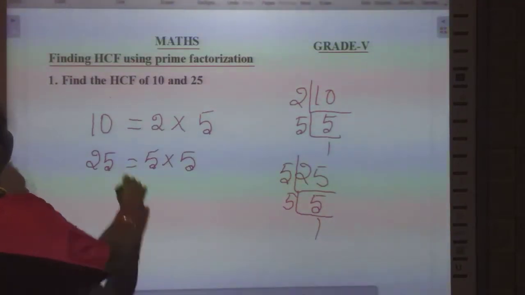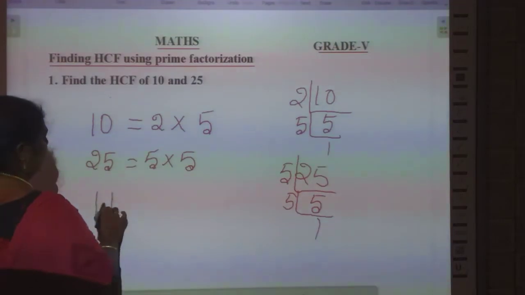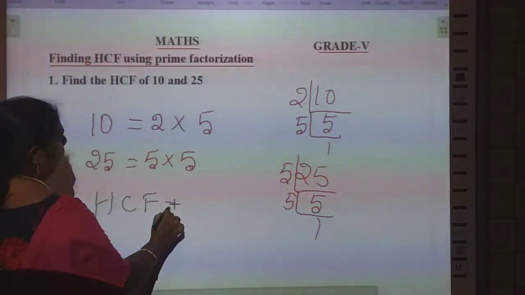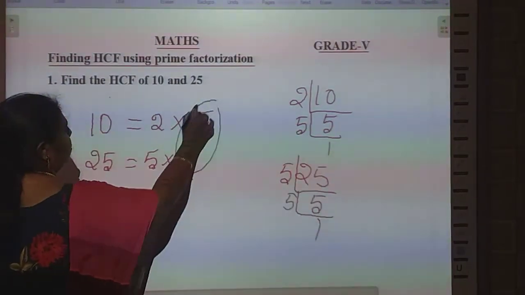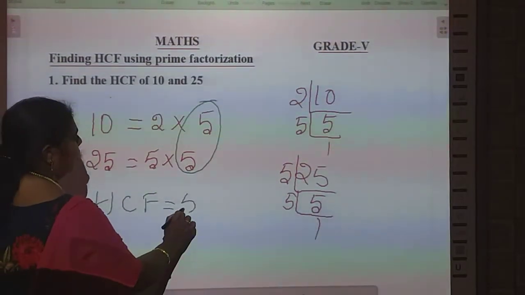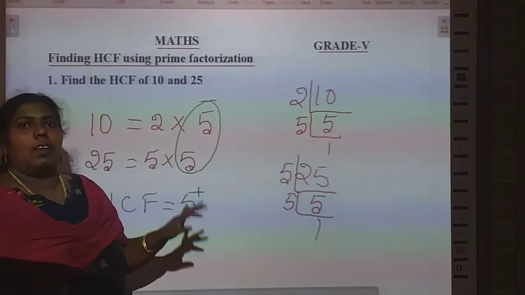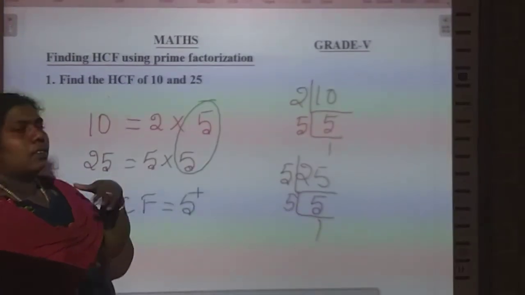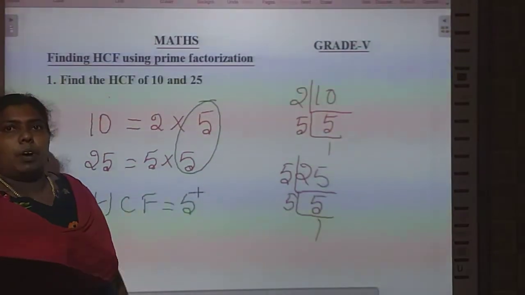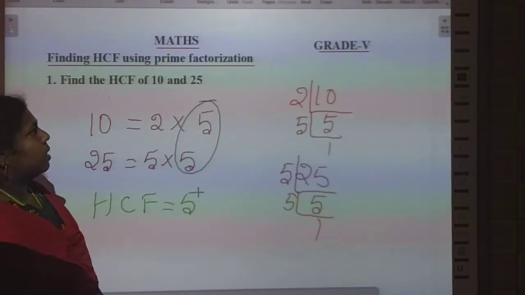Now you can see here the highest common factor. The highest common factor is what? 5 only, right? So you can write the answer here. The highest common prime factor is 5. So for both numbers 10 and 25, the highest common factor is 5 only. Understand? Yes. Next example.